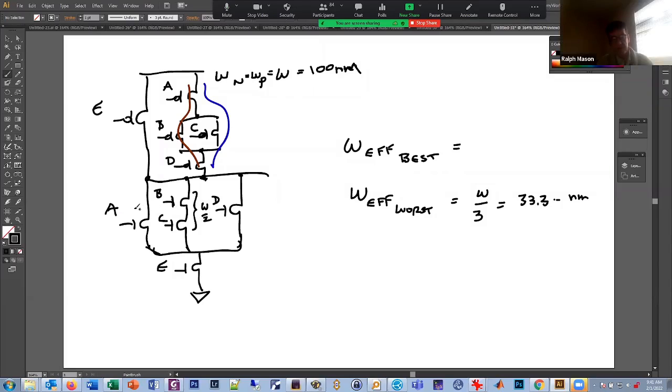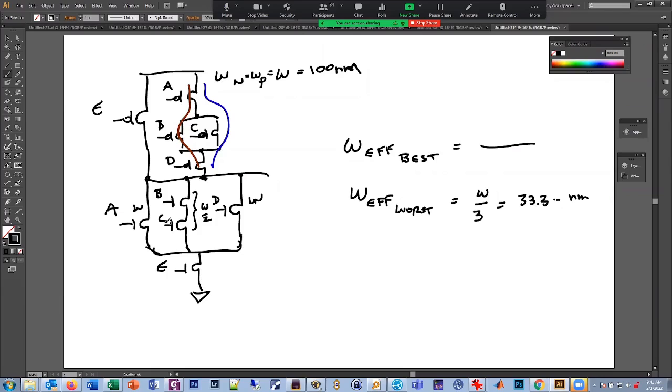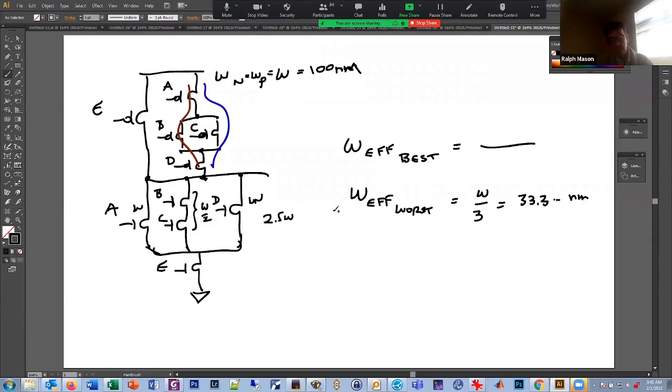And now I have a W in parallel with a W over 2 in parallel with a W. So for the N's, this will be equal to what? What's W effective for the N's, best case? Isn't there also an E we should take? Oh, sorry. So these three parallel paths, what will that be equal to? 2.5 W. Yeah, that'll be 2.5 W. Or I could say five over two.